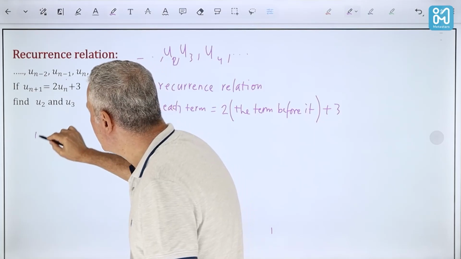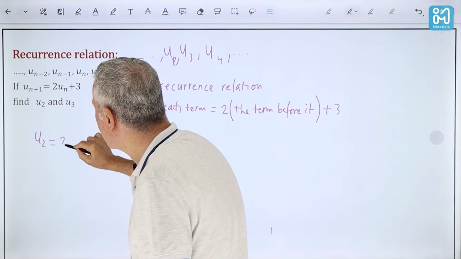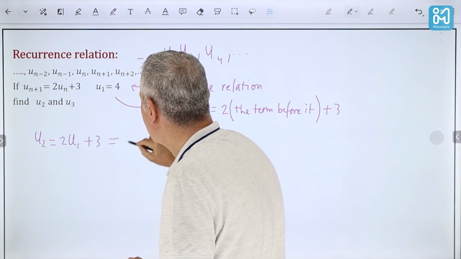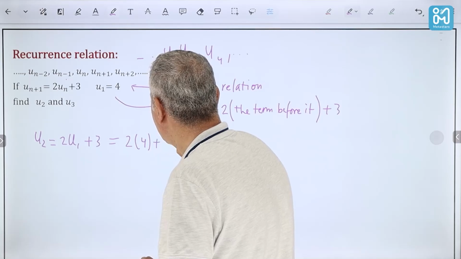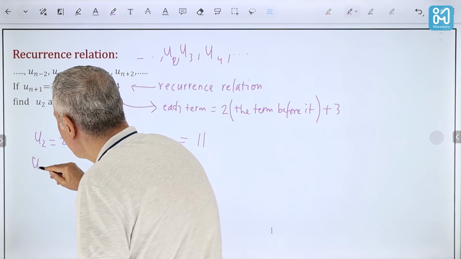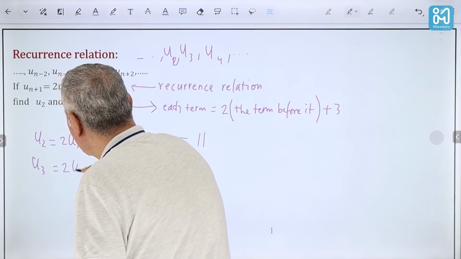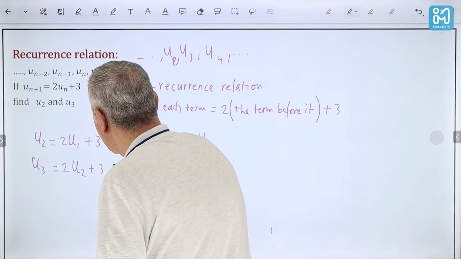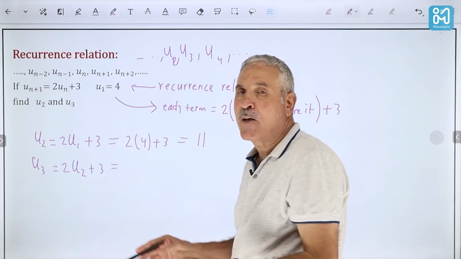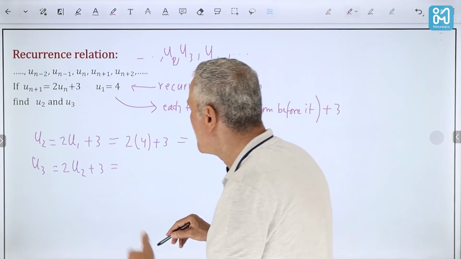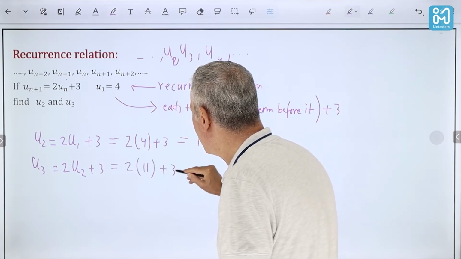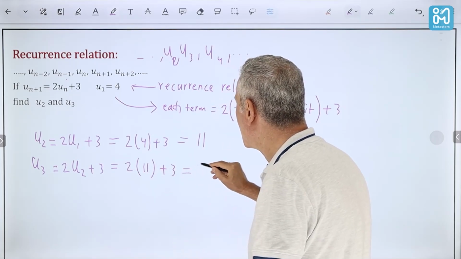So to find u of 2, it is equal to 2 times u of 1 plus 3, which is 2 times 4 plus 3, which is equal to 11. You want to find u of 3? It's equal to 2 times u of 2 plus 3. So to find u of 3, you must find u of 2 first. Even if they were asking for u of 3 only, you'll have to find u of 2 first, and then u of 3 depends on it. 2 times 11 plus 3, which is 22 plus 3, 25.